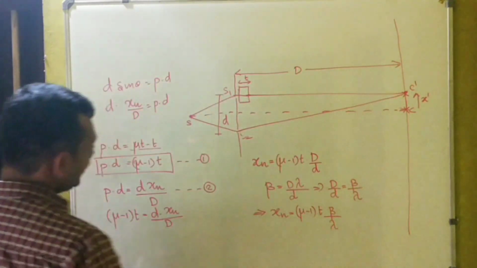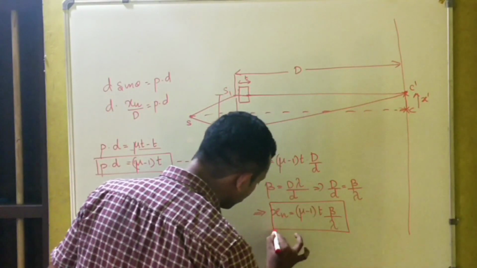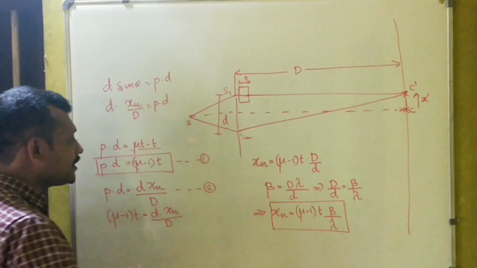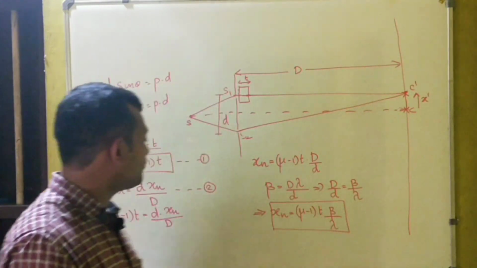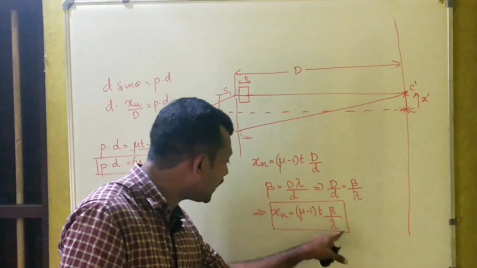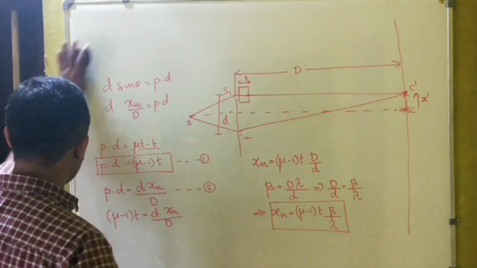Yes. So xn, the total distance through which the band has shifted, is (mu minus 1) into t into beta divided by lambda, if you are given fringe width and lambda in the equation. So that is the equation we have to get.